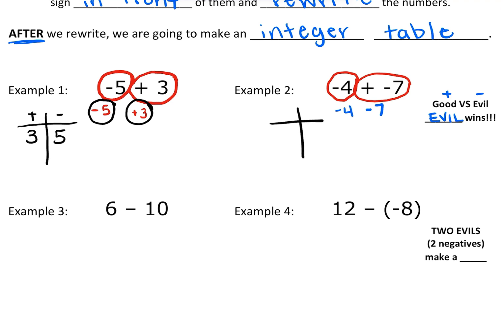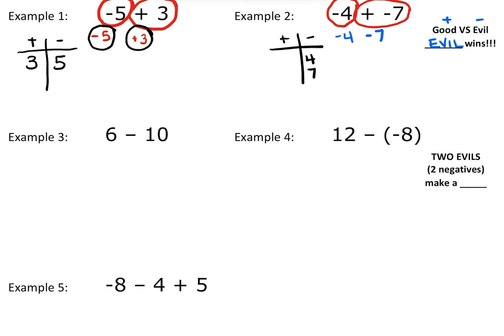When I make my integer table this time, I don't have any positives. I just have 2 negatives, so they get stacked on top of each other like that. I have the 4 and the 7. And again, there are no positives, so nothing goes on the positive side.